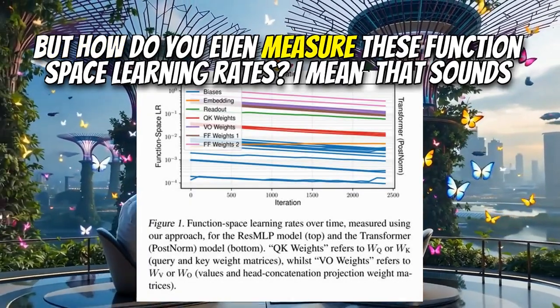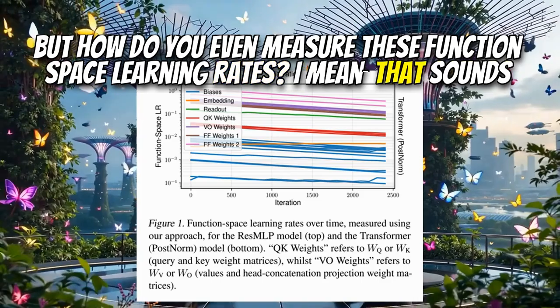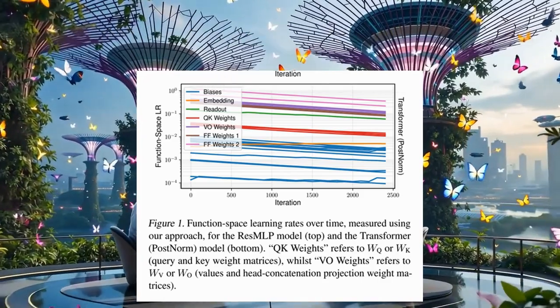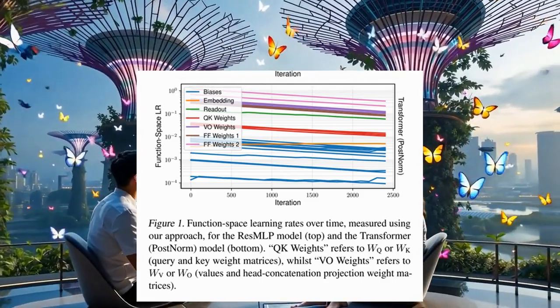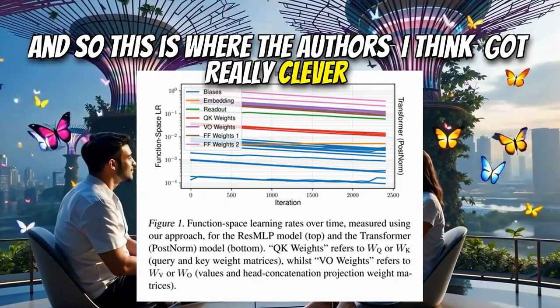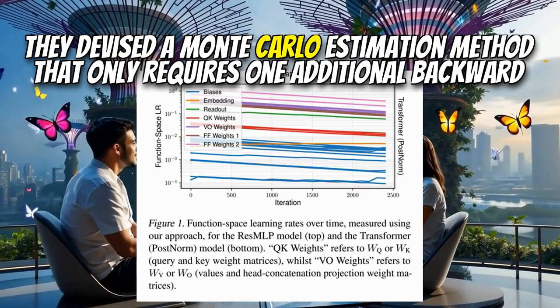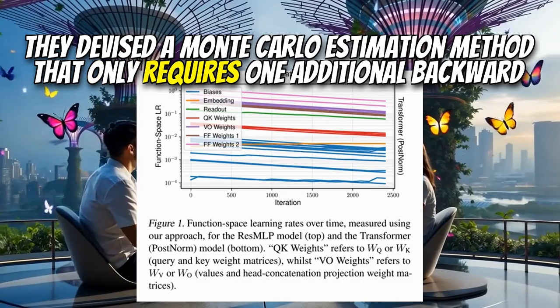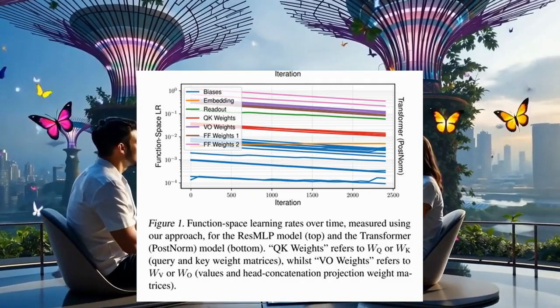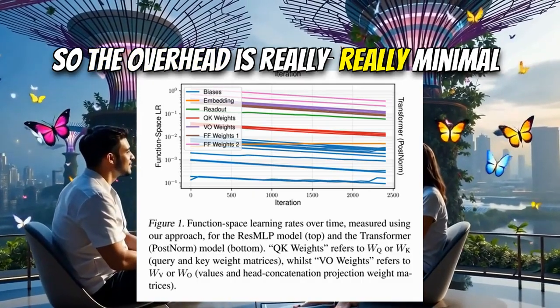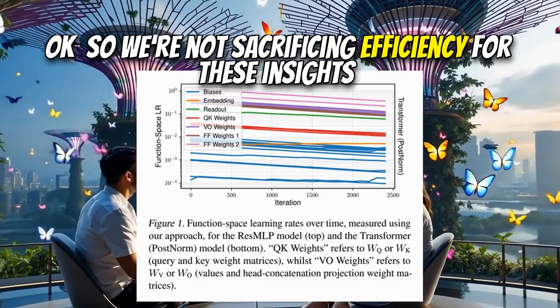But how do you even measure these function space learning rates? I mean, that sounds like it could be incredibly computationally expensive. Yeah, that's a great question, and this is where the authors got really clever. They devised a Monte-Carlo estimation method that only requires one additional backward pass. So the overhead is really minimal. Okay, so we're not sacrificing efficiency for these insights.